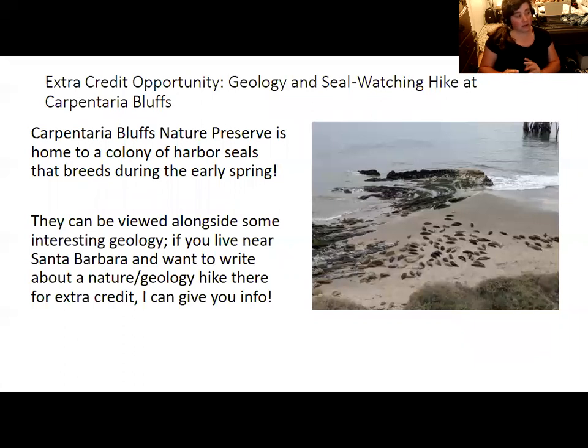Outside of the seals being there, there is some really interesting geology. This is a cool rock formation the seals happen to be sitting on. And if you're interested, I can give you info on the geology, but if you're looking for something to do for extra credit that's not going to a talk, like if you're living in the Santa Barbara area and want to do an excursion, I'm cool with you doing one here because we talk about seals in this class.